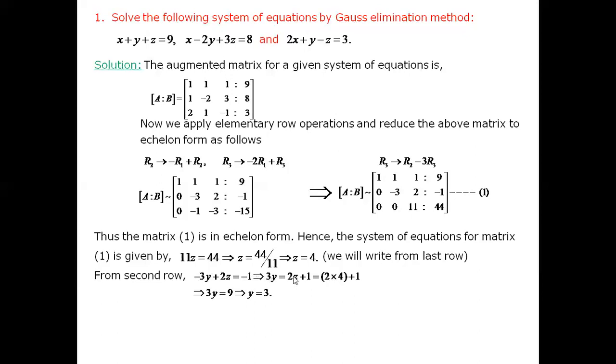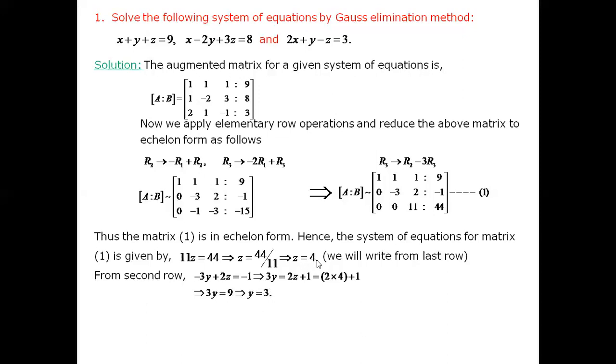So I get 3y equals 2z plus 1, and this is equal to 2 into, z is 4, let us substitute here, 2 into 4 plus 1. So this is 8 plus 1, that is 9. So I get 3y equals 9, then y is 9 by 3, we get 3. So this is the value of the second variable.